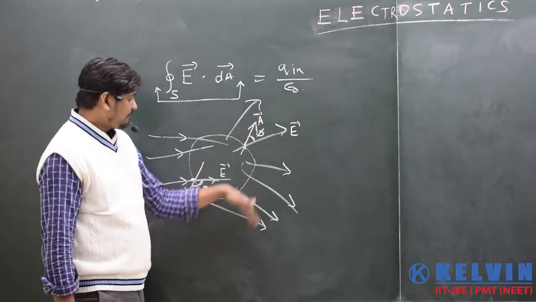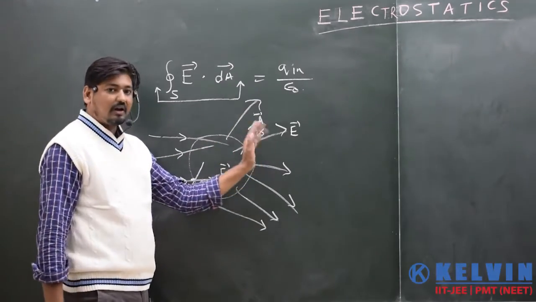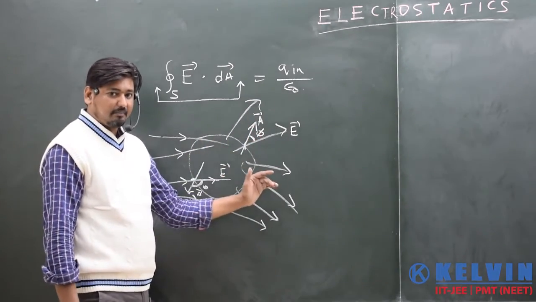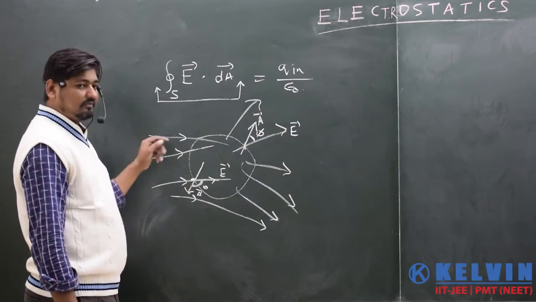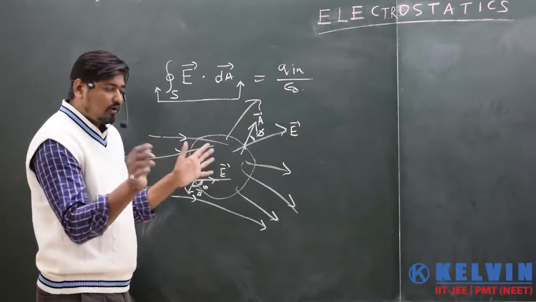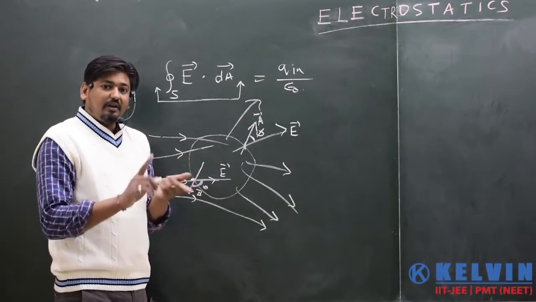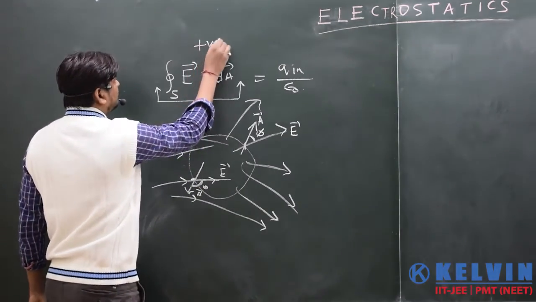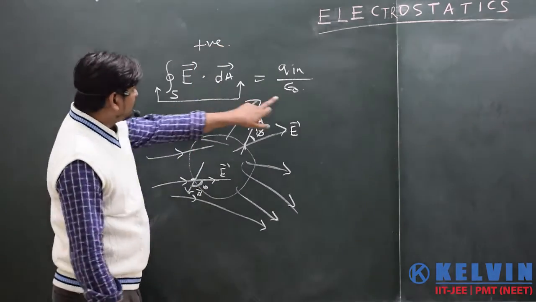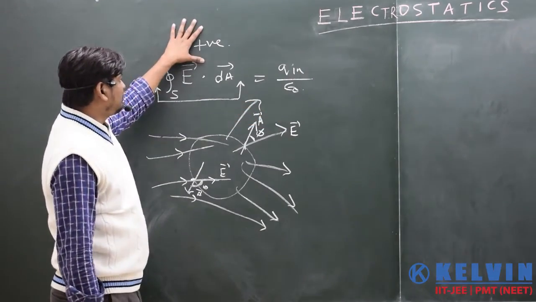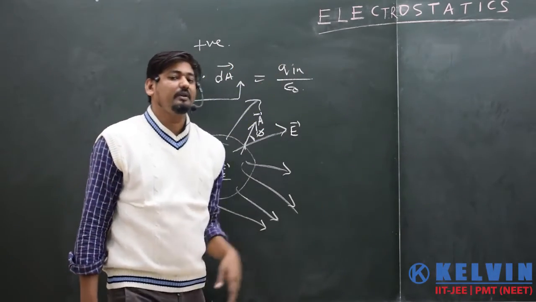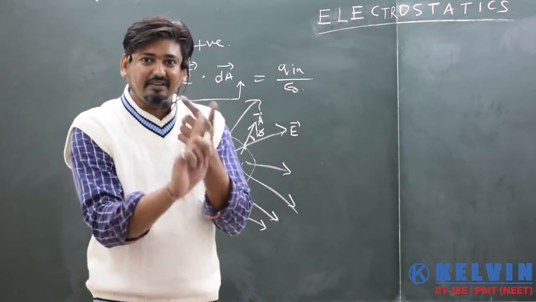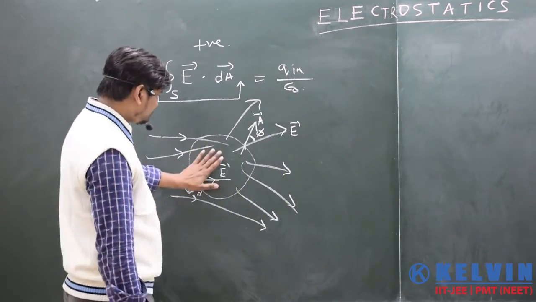But obviously the number of field lines going out is larger. So the positive flux will be greater and the negative flux will be lesser. So the overall flux will be positive. When overall flux is positive, this quantity will come out to be positive. And when you transfer epsilon naught to the other side with this positive quantity, the Q inside will come out to be positive, which simply means the charge enclosed inside the surface is positive.